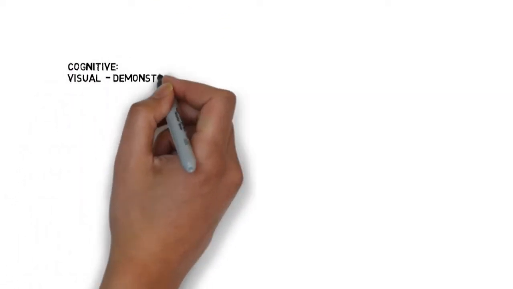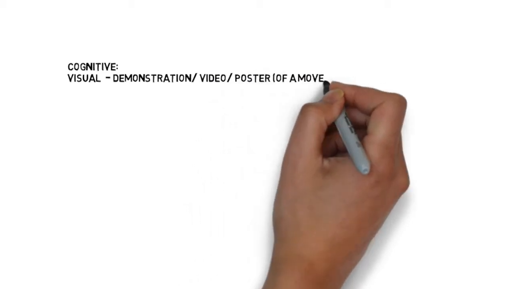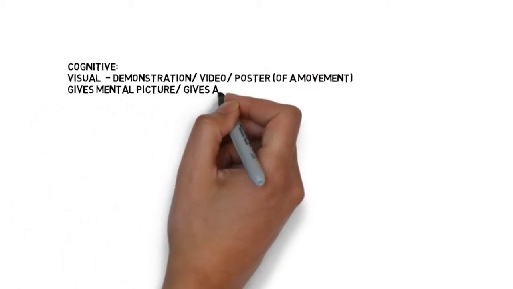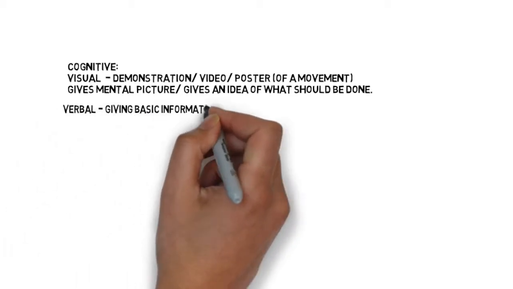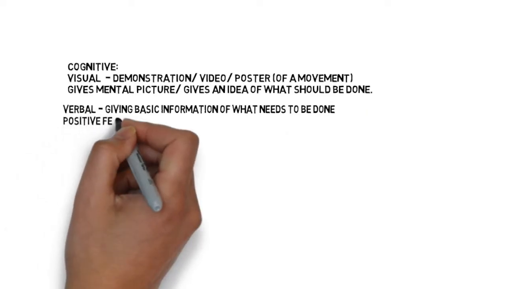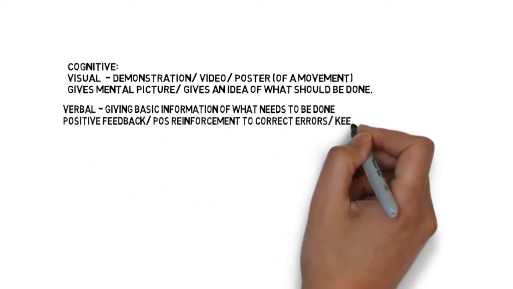So the cognitive first, visual. We're given a demonstration, a video or a poster of a movement, and what it's doing for that learner is giving a mental picture, giving an idea of what they should do. Go to verbal. Here, notice that it's the basic information of what needs to be done. Also, you can give them positive feedback, positive reinforcement, to develop their movement skills as well.